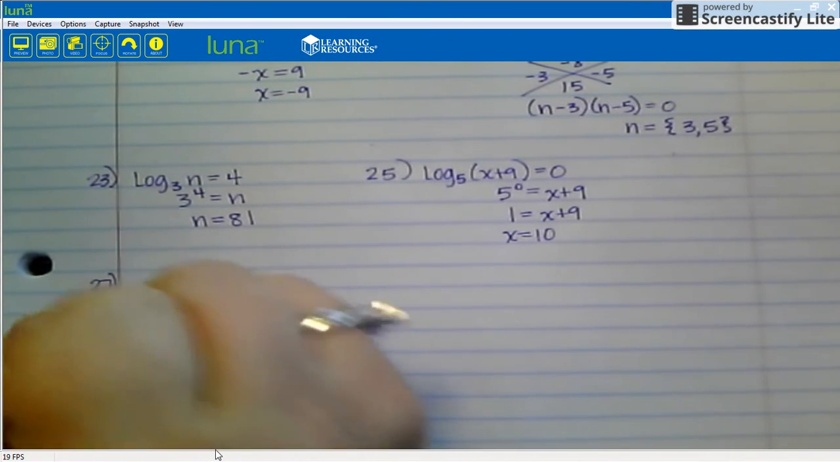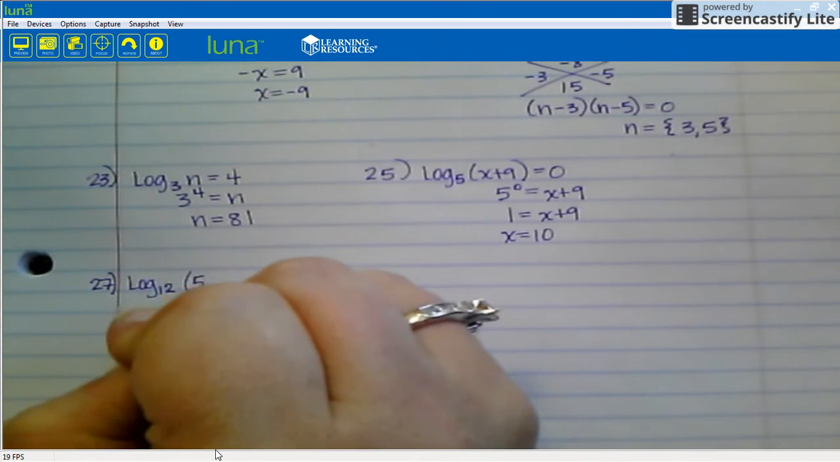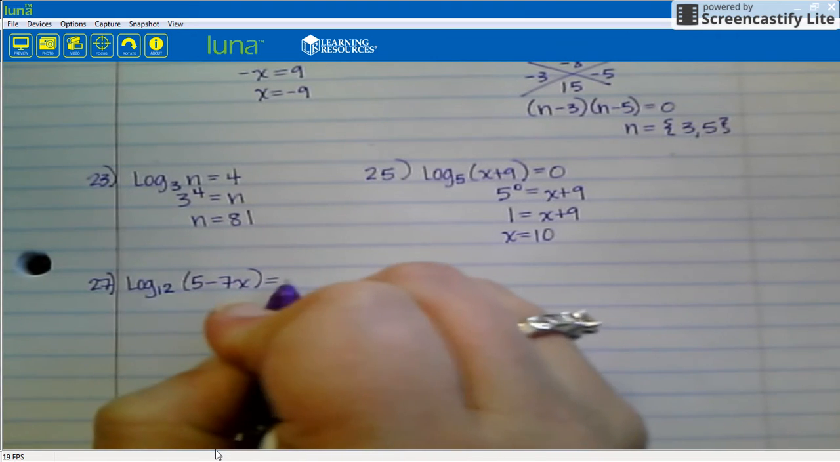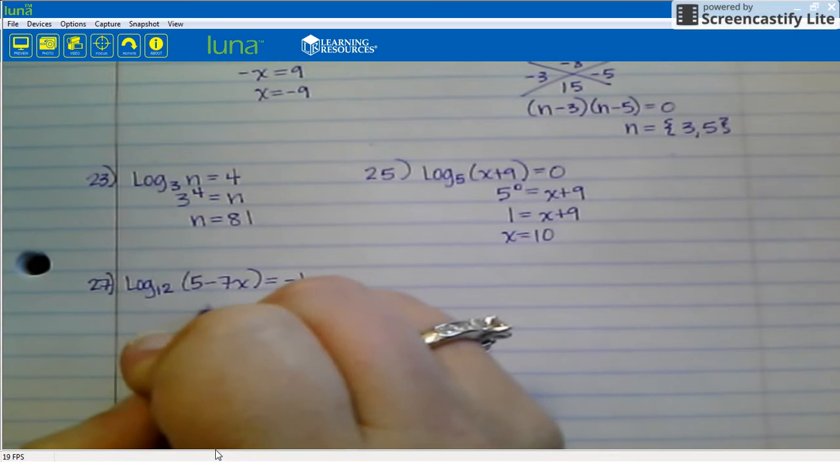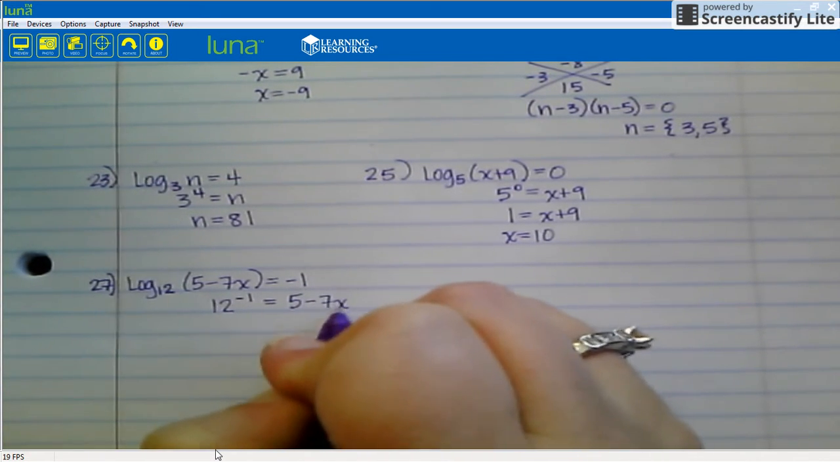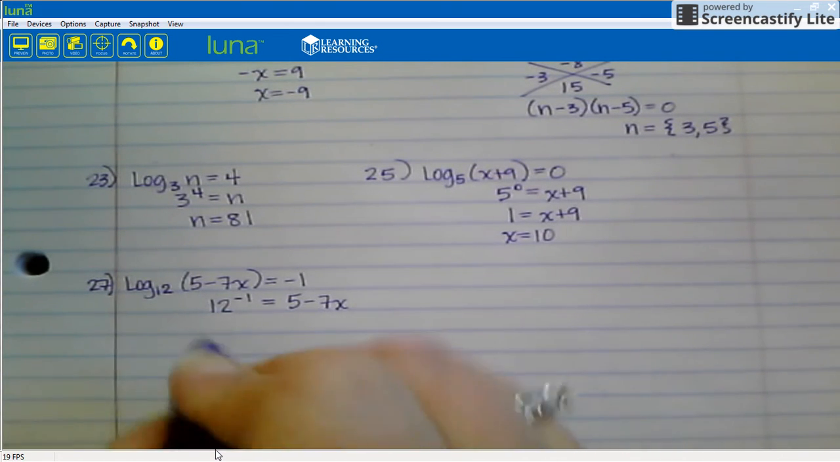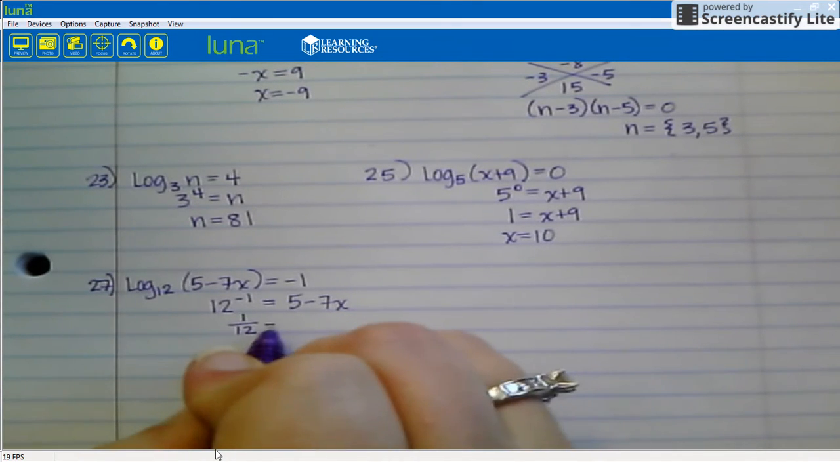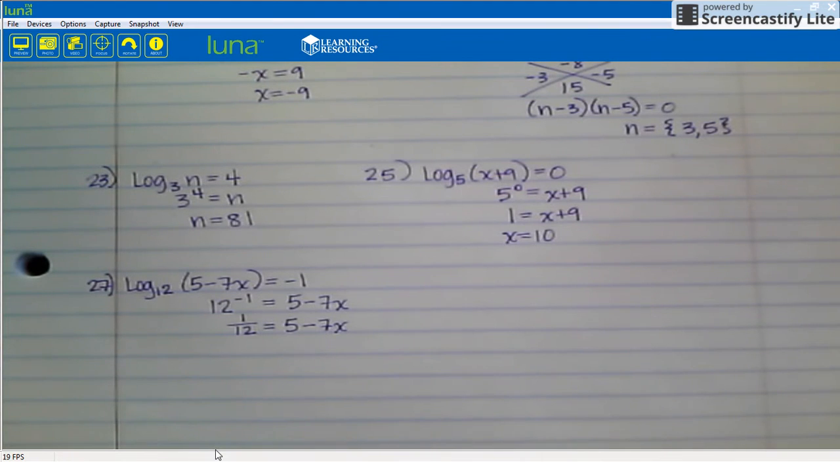For 27, we have log base 12 of 5 minus 7x is equal to negative 1. So I need to exponentiate, so I have 12 to the negative 1st power is equal to 5 minus 7x. So this negative 1st power means I'm actually going to have a fraction. So what this means is 1 over 12 is equal to 5 minus 7x. So I need to solve for x, and to do that, I'm going to subtract 5. So I have 1/12 minus 5.